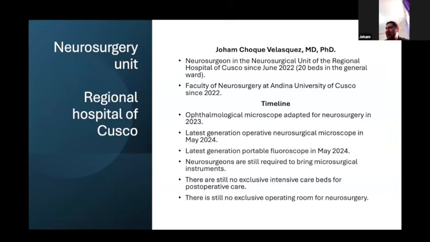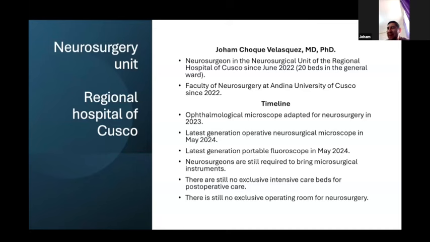Regarding the timeline here in Cusco, when I arrived we didn't have any microscope. So we tried to adapt an ophthalmological microscope for our operations in 2023. Luckily, we got a latest generation operative neurosurgical microscope this year, in May 2024. With that, we are very happy, and we could do bigger things. We also got a portable fluoroscope this year, so now we are doing angiographies, trying to make embolizations, and trying to manage some vascular cases.